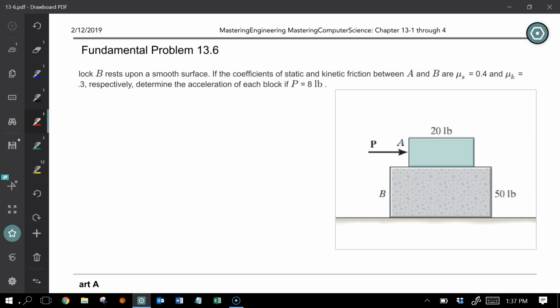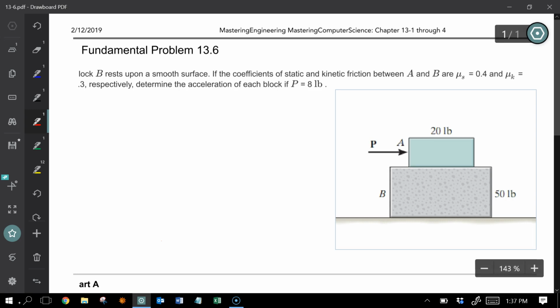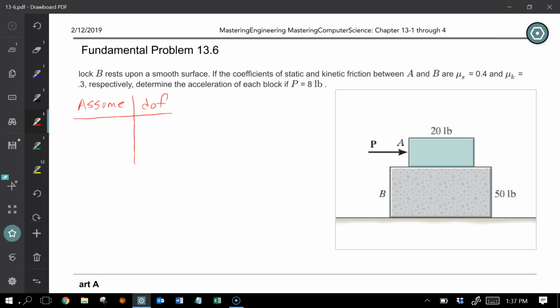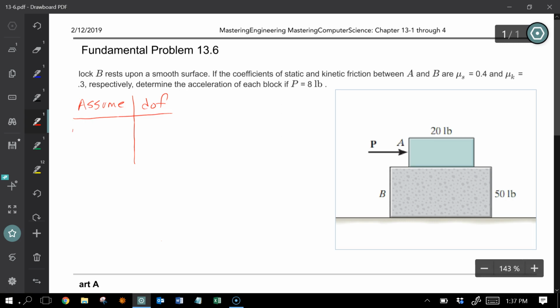So anyway, the point is that you're going to have to make an assumption about this because you don't really know what's going on. Okay, so the way you should start assumption problems is make a table, and you're going to list what your assumption is, and then beside each one you're going to count the degree of freedom, assuming that your assumption is correct. So what are the things that could happen? Nothing moves. No motion, right? They both stick. If they both stick, the degree of freedom is 0.